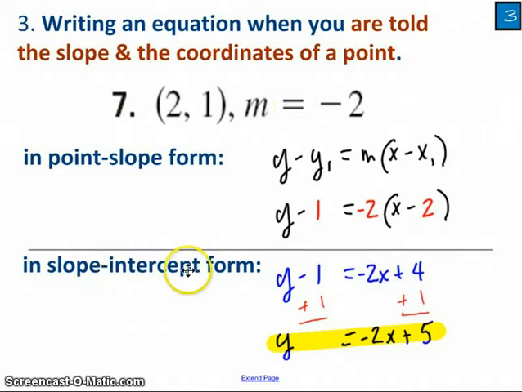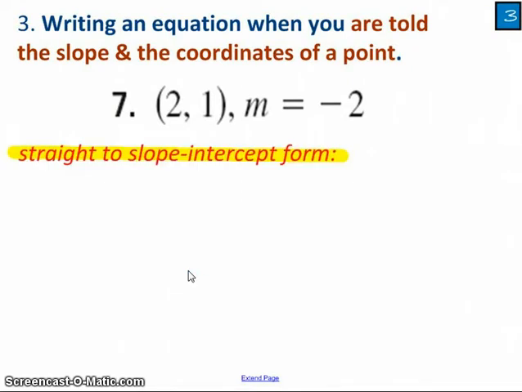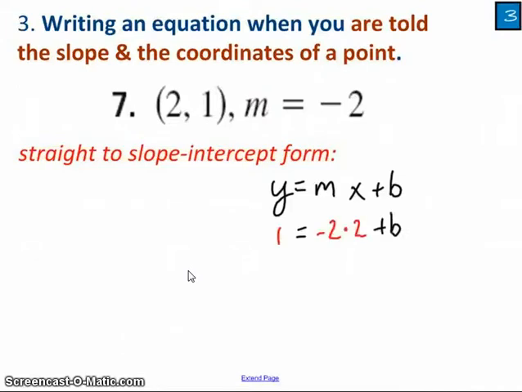Now, there is the more traditional way to do this, and I'll show you that as well. If you want to go straight to slope-intercept form, and this is what the textbook will tell you, of course, you're writing y equals mx plus b, that's what slope-intercept is. And you're going to fill in the information that you have. I know that y is 1, I know that m is -2, and I know that x is 2, but I don't know b. So that's what I have to solve for. Simplify that down, the -2 times 2 becomes -4, move that -4 over, and I've got b is 5.